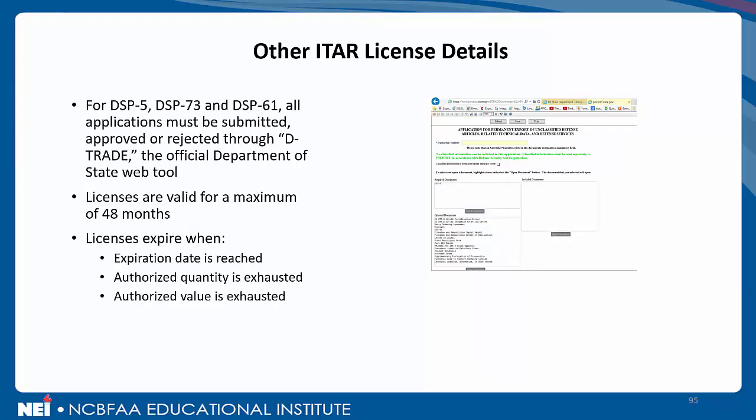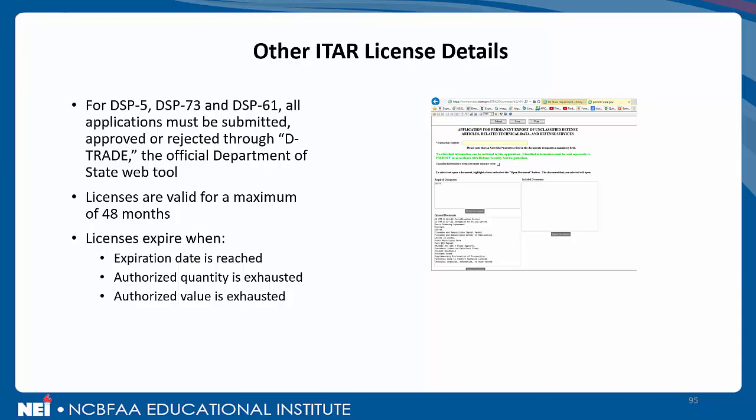For the DSP-5, DSP-73, and DSP-61, which are the unclassified permanent export, unclassified temporary export, and unclassified temporary import license applications, respectively, all of those applications have to be submitted and approved or rejected through what's called DTrade. That's the official Department of State electronic web tool for managing the application process. DTrade, an important term we want to introduce there.